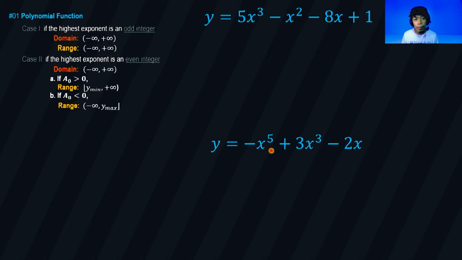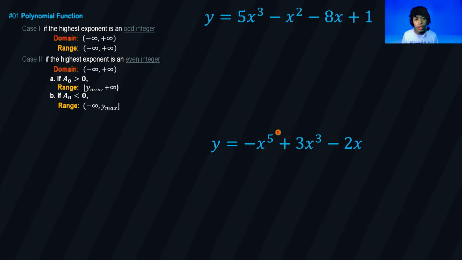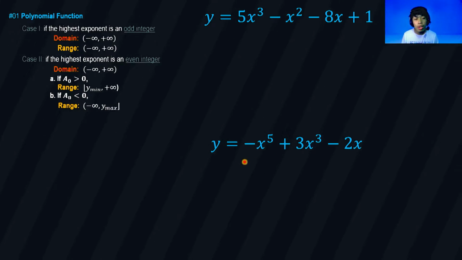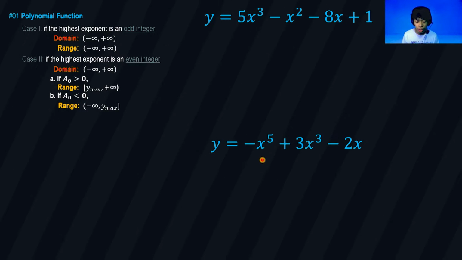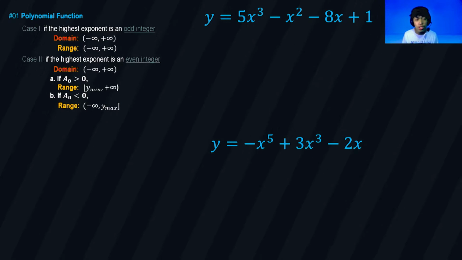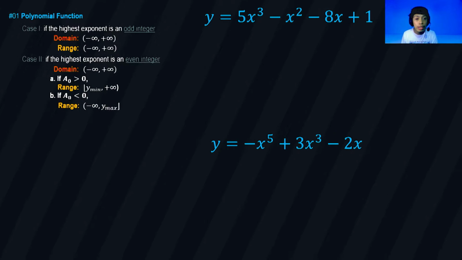The same with this one. Look at the highest exponent, that's 5. It's an odd integer. Then the domain of this function is also all real numbers. Now, let me just explain how it came to be. Bakit ang domain and range of these functions are all real numbers.